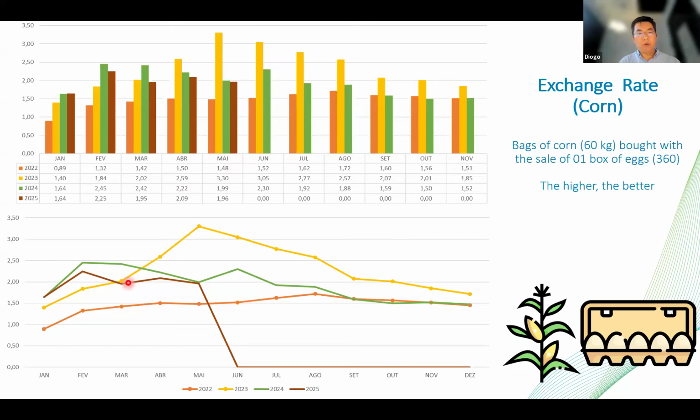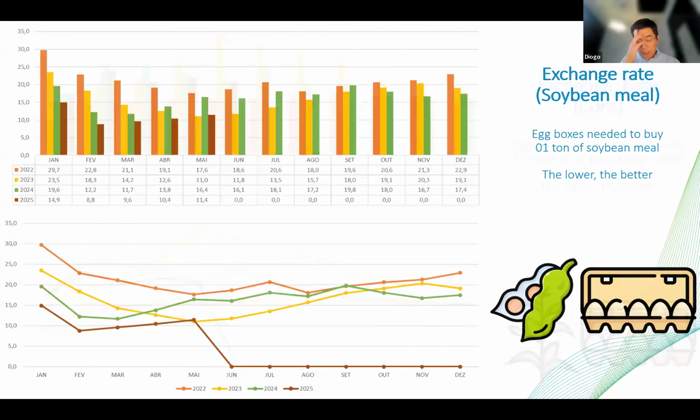The same information we see on the graph on the bottom in a different way, but using the same data that I used to create these graphs. The second ingredient that is normally most used to produce eggs is soybean meal. In this situation, we have a similar analysis, but the way that we analyze the results is the opposite. In this case, the calculation I made is how many egg boxes I need to buy 1 ton of soybean meal. It means that the lower the bar, the better.